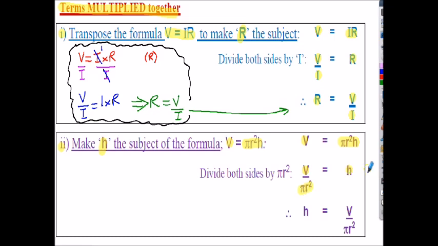And again, I just turn the equation around to make the subject on the left hand side. So h is equal to v divided by pi r squared.